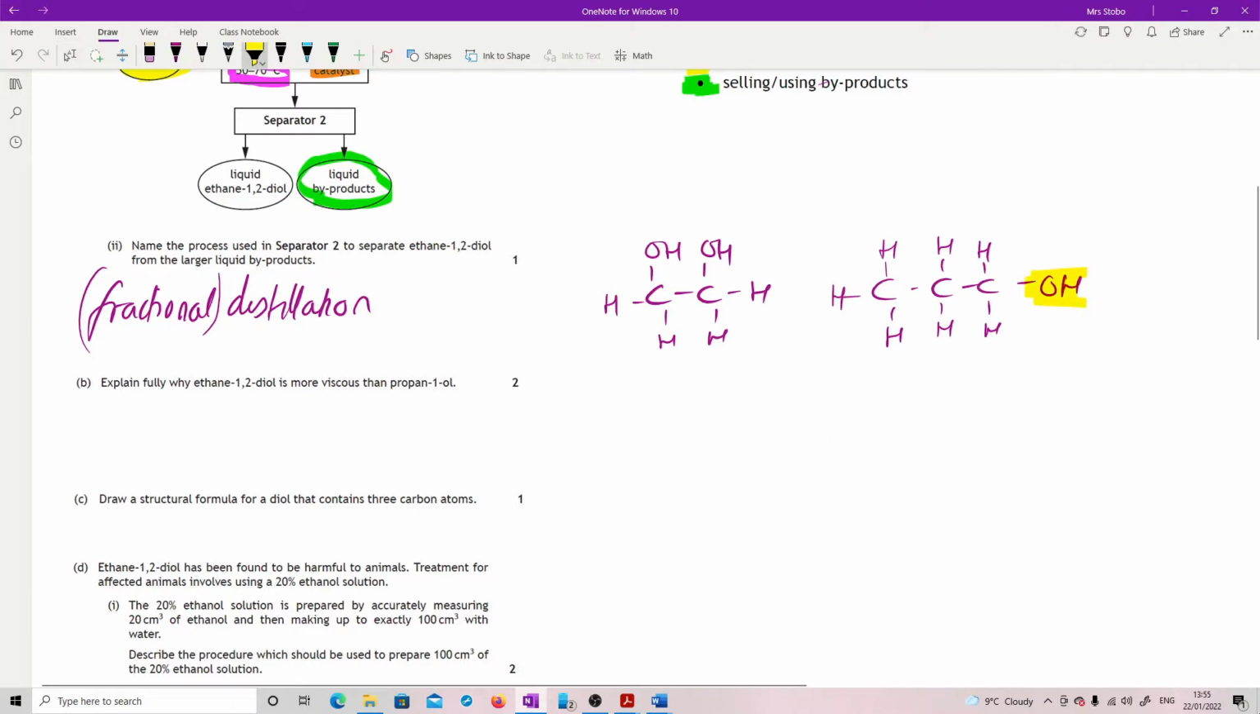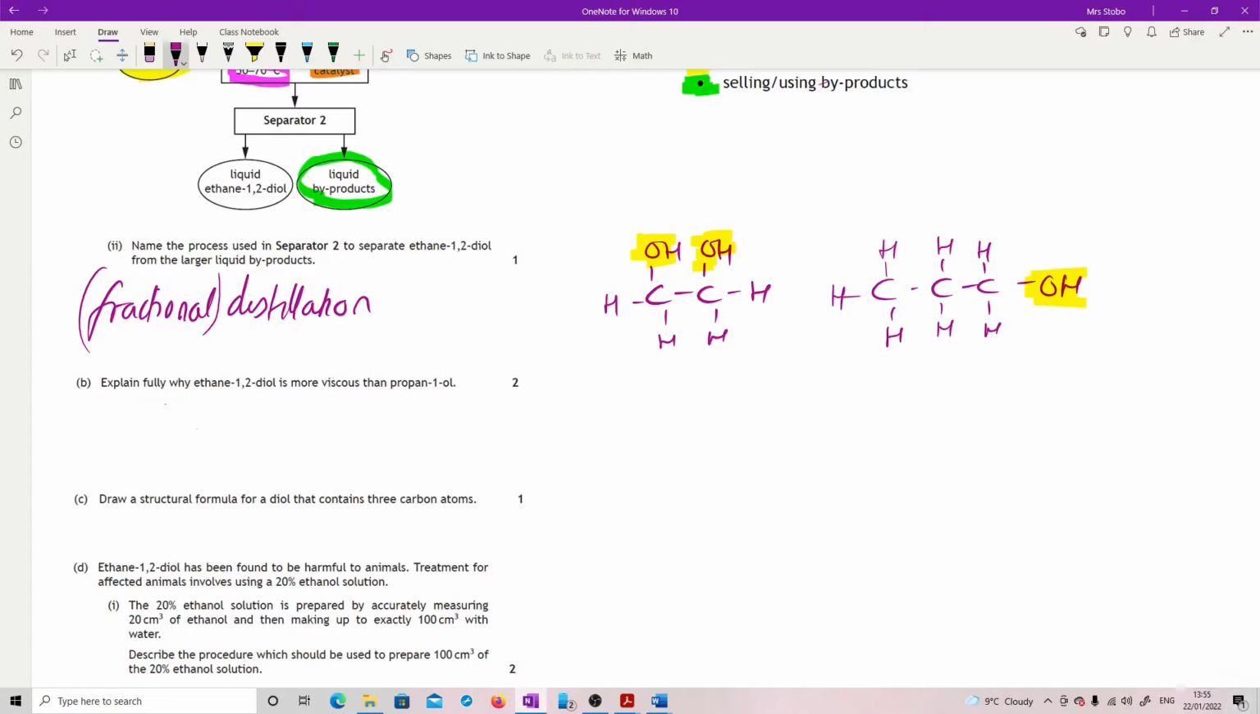Now in propan 1-ol, there's our strongest interaction we can get. We can get a hydrogen bond between that hydroxyl and other hydroxyls. Ethane 1,2-diol, even though it's a smaller molecule, has 2 points at which it will bond. So really what we're looking at here is the bonding opportunities, and there are a greater number of bonding opportunities to different molecules, intermolecular ones, in the ethane 1,2-diol than in propan 1-ol.